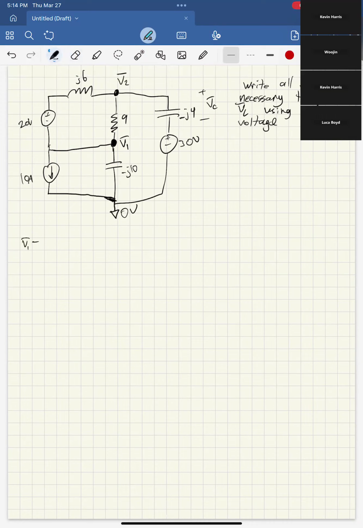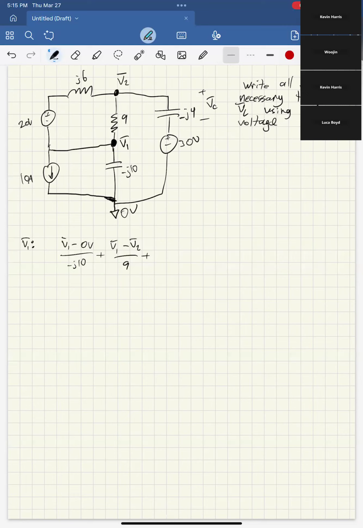So V1 bar. For node 1, it's just the same way we've done node voltage before. So we got V1 minus negative j10. Oh, wait, no, sorry, I messed that up instantly. V1 minus 0 volts over negative j10, right? Plus, okay, so I did this path, and then I'll do this path and this path. So we have V1 minus V2 over 9. If you want to, you can put the bars here, but you don't really need to.